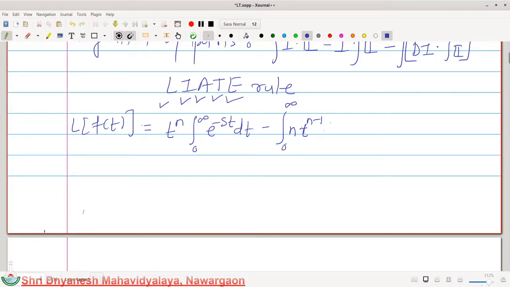It will be e to the power minus st upon coefficient of t, that is minus s dt. Okay, so we go to the next step. Here also integration of e to the power minus st will be e to the power minus st upon minus s into t to the power n with the limits 0 to infinity. Here n and minus s in the numerator and denominator respectively are constants of integration, so you can bring them out of the integral sign.